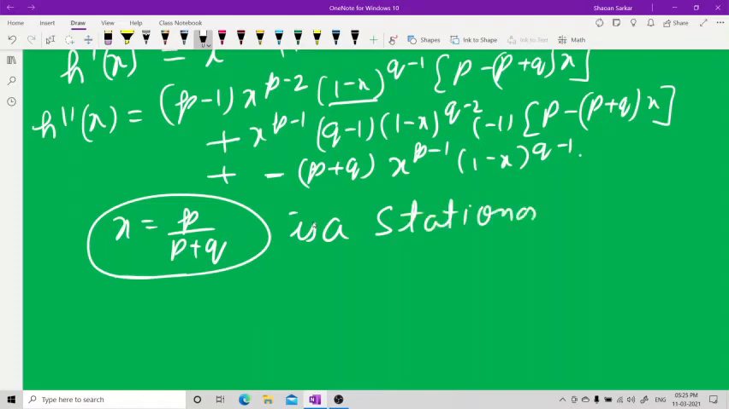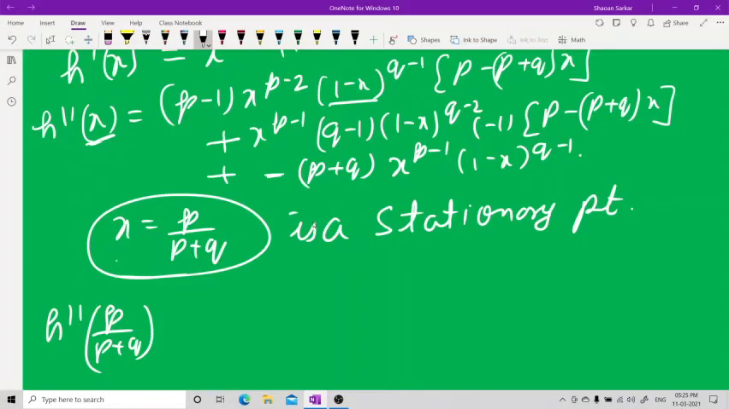Stationary point. Now, I have to show whether it is a maximum or a minimum. Just put this value in this: H double dash P upon P plus Q. See, P upon P plus Q. What will happen? Check this.